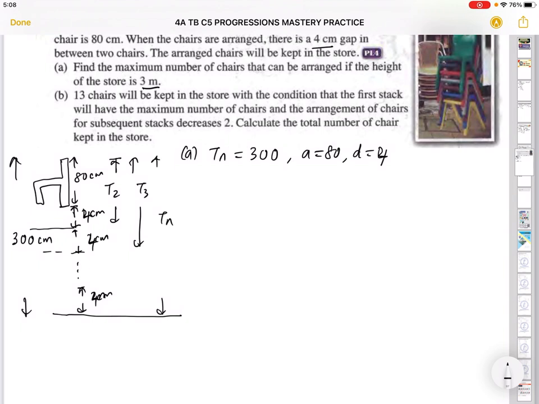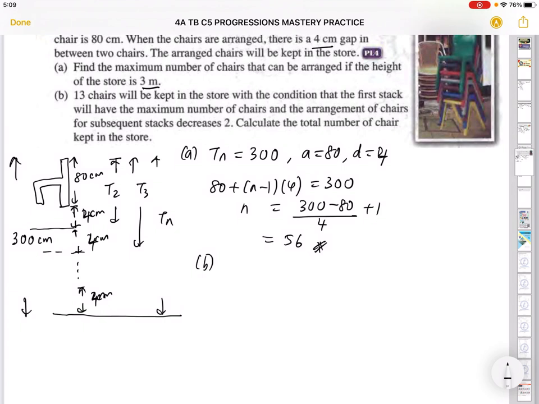height is 300. So let's use the formula A plus n minus 1 d, d is 4. The result is 300. Now let's take 300 minus 80 divided by 4 plus 1. 300 minus 80 is 220. Divide by 4, 55. 55 plus 1, 56. So we can actually stack up to 56 chairs. Right.